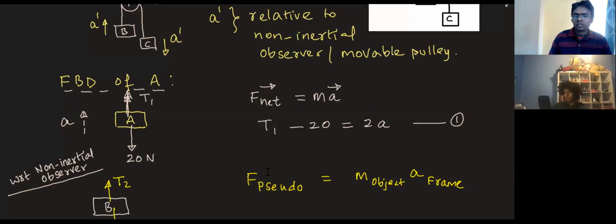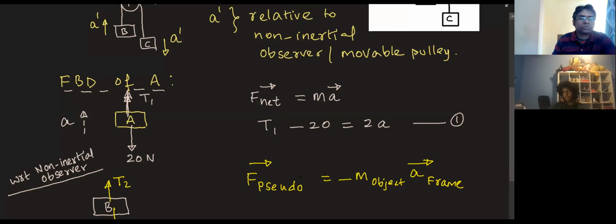Okay, so if I look at the pseudo force concept, the pseudo force is vectorially opposite to the acceleration of the frame. Now the movable pulley is our frame of reference. It is going down with acceleration A. So we actually apply a pseudo force in the opposite direction.